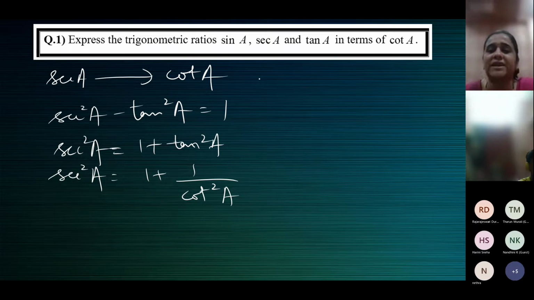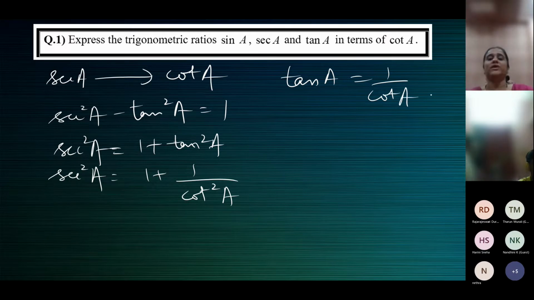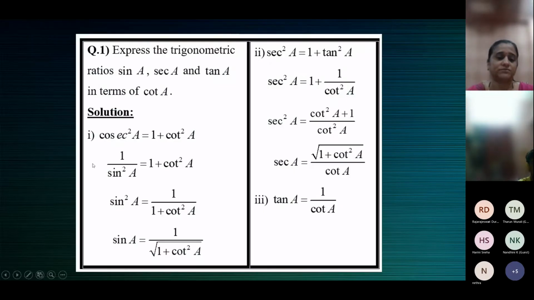And the last one, tan A in terms of cot A. How to write tan A in terms of cot A? Tan A is equal to 1 by cot A. That's all. Tan A is equal to 1 by cot A. Finished. Write down, children.